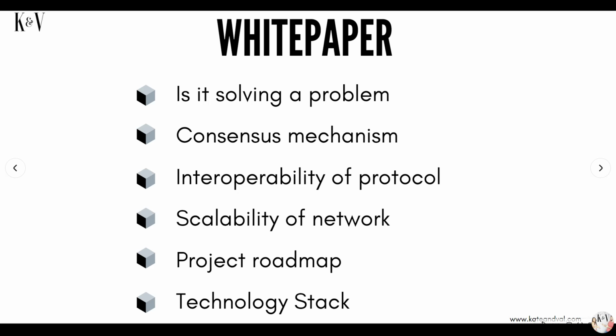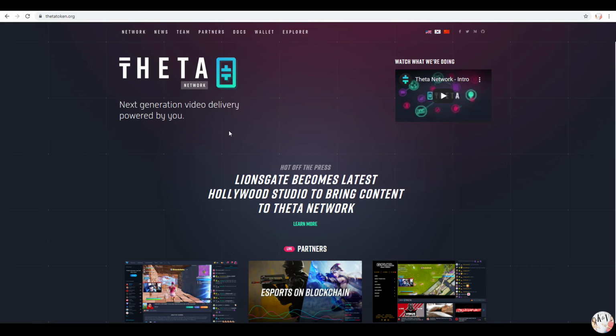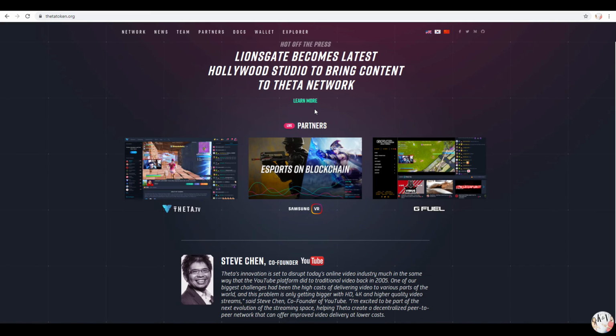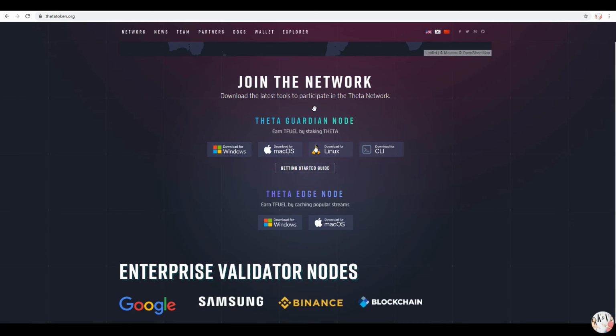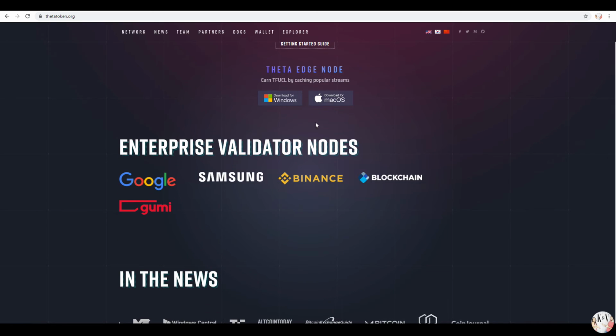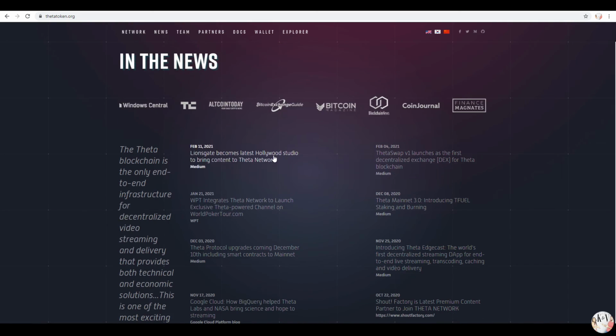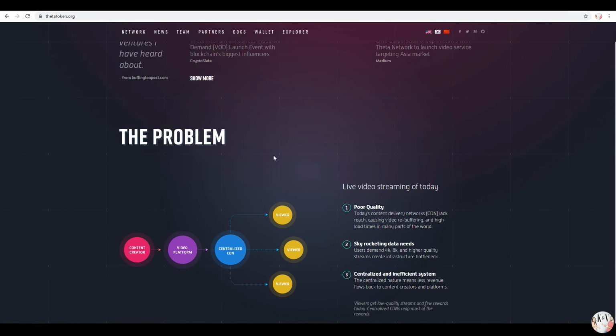So let's go back to our analysis of Theta so we can check all of this information in the real world. So here we have thetatoken.org. That's the website of the project. Here on the main page, you can pretty much see all the information already. You can see the validators that work there. They have some news that is very important to read.